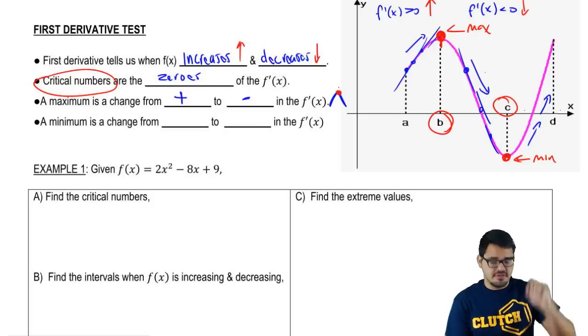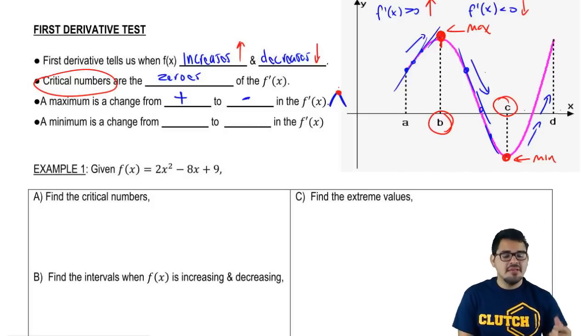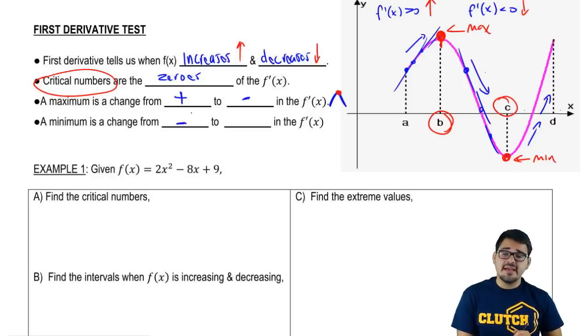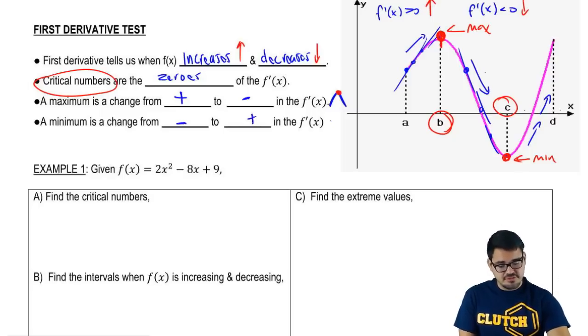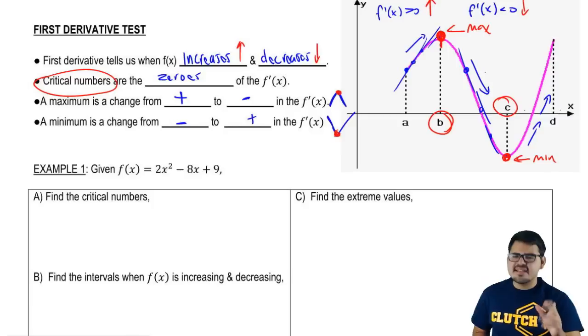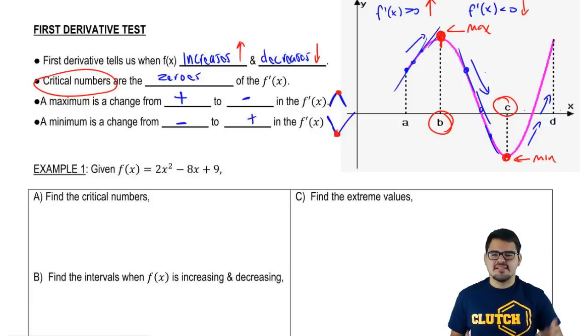From increasing to decreasing. And then we're going to have a minimum if we have a change from negative to positive, which means we're going to decrease and then we're going to increase, and that bottom point right there, we're going to call it a minimum. All right? But where exactly do we see these changes from positive to negative? And that is going to be in the derivative.